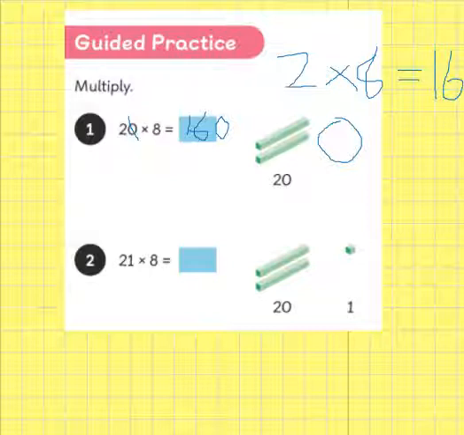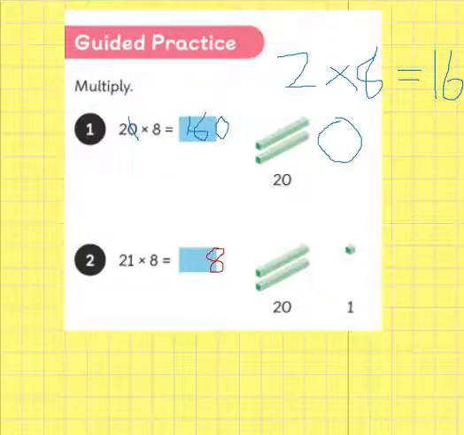Question 2 is 21 multiplied by 8. So the first thing I can look at is multiply my ones by 8. 1 multiplied by 8 gives me 8. So I know that my ones digit is going to be an 8. And then here I'm looking again at 2 multiplied by 8. So 2 multiplied by 8, I already know from up here, is 16.